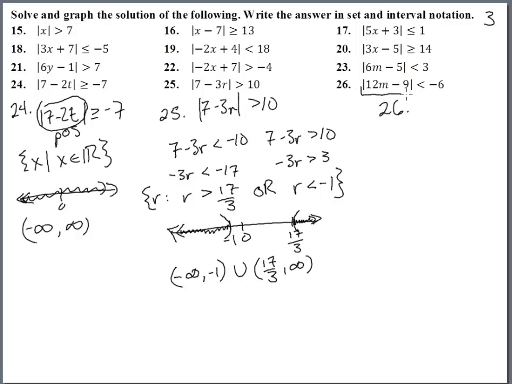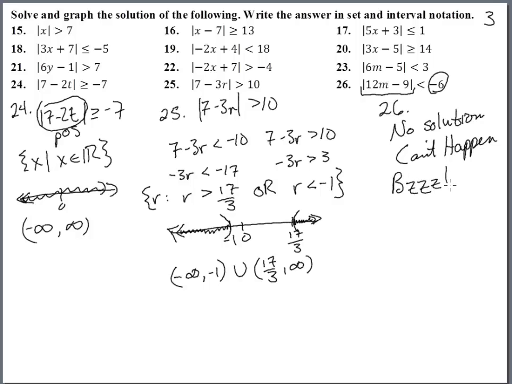We have a positive number less than a negative number. That will never happen. We looked at it up here in number 18, and that is no solution. Can't happen. So, officially, it looks like that. That is the solution set, the set that has nothing in it, called the empty set. And there we have it.